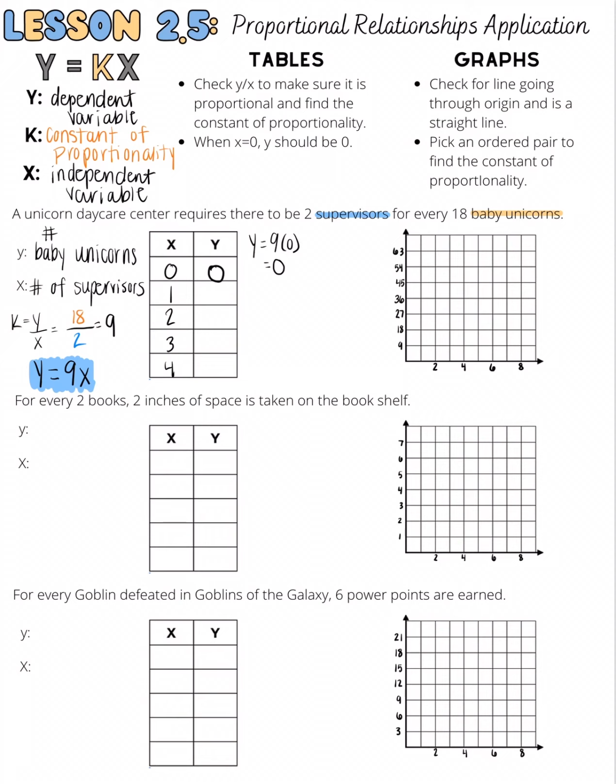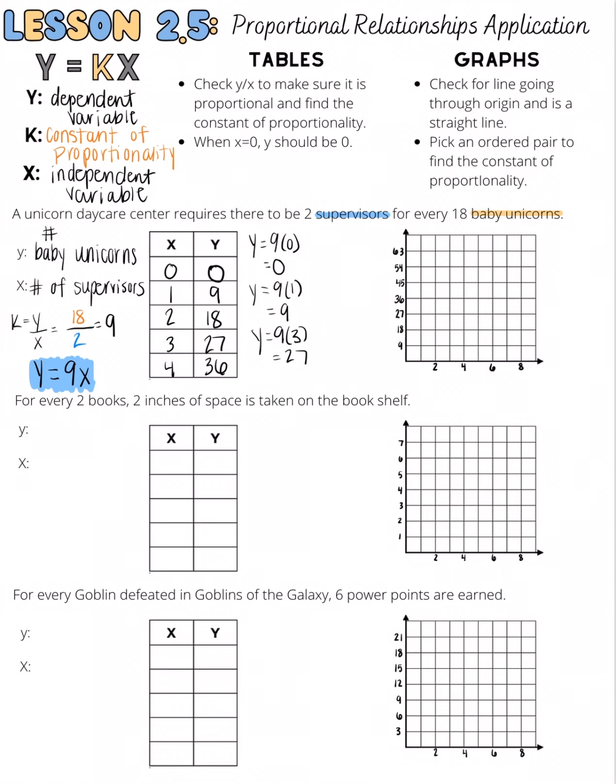If I pick x as 1, 9 times 1 is 9. When it's 2, we already know it's 18. Then x is 3, and 9 times 3 is 27. And for 4, y is 9 times 4, which is 36. So that's just filling in our table. We get to pick the x values, and then we plug them into the equation to get our y values.